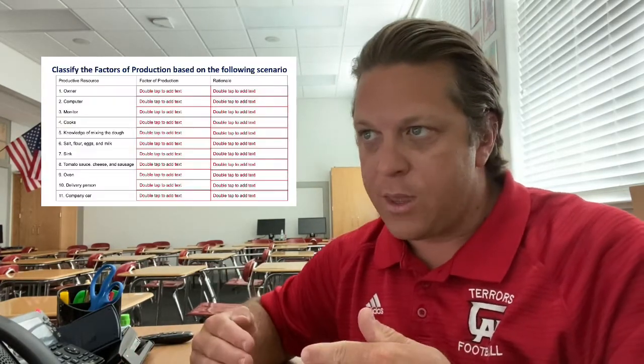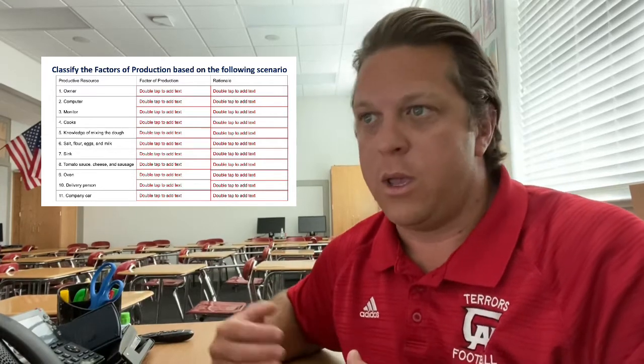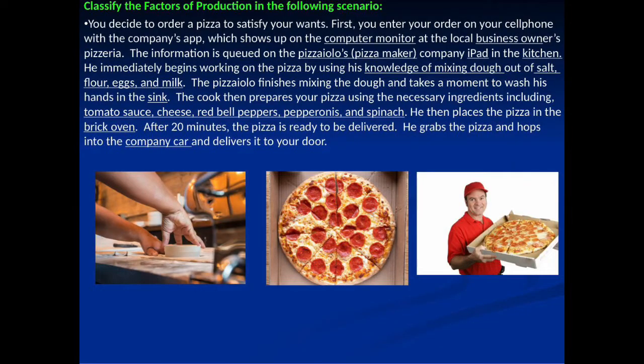Okay, now going back to your scarcity and factors of production student feedback form on Google Slides, we are going to read through a scenario. And what we're going to do is, after we read through the scenario, we're going to fill out the slide, which will show us that we have an idea of what these factors of production are. Okay, so I'm going to read through this with you, and then we're going to answer these questions. All right, so here's our scenario.